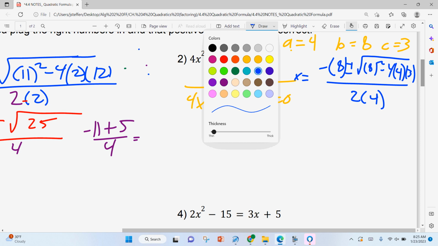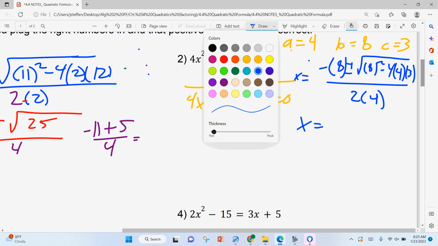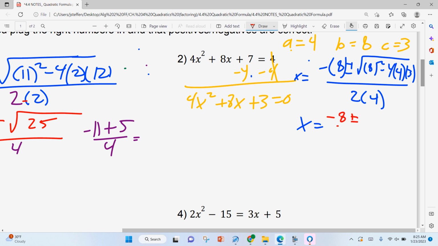And then again, my second step is cleaning things up a little bit. So that's negative 8, 8 in the denominator. Then we have the square root. And then again, inside the square root, I'm going to use my calculator every time. I know I'm not that great at mental math, but why risk it? So parenthesis 8 parenthesis squared minus 4 parenthesis 4 parenthesis 3 parenthesis is 16.